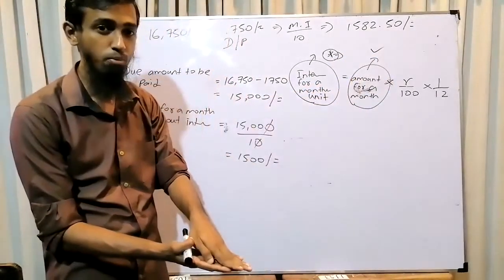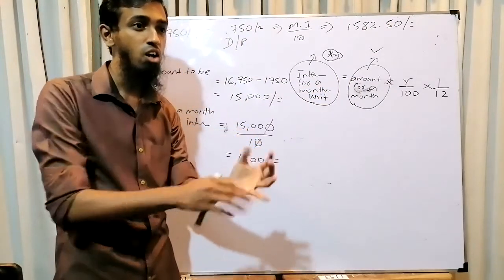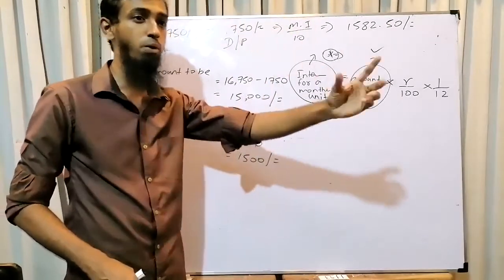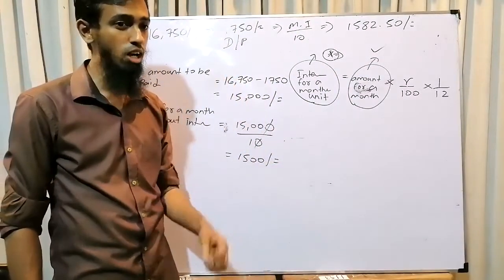So using the seventh part, we can calculate the sixth part. What is the sixth part? Total amount to be paid. What is the total amount to be paid?